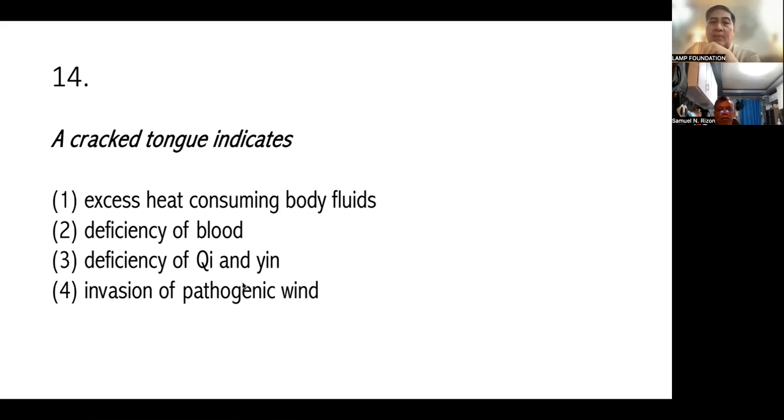Anong itsura ng tongue pag merong invasion of wind? Ang invasions of wind po is, let's say wind cold. Ang wind cold po is pale. Pale po. Pero yung invasions of, no, wait lang. Nagpapanik ka na, Ma'am Ami. Okay. Do you remember our lecture on wind heat and wind cold?